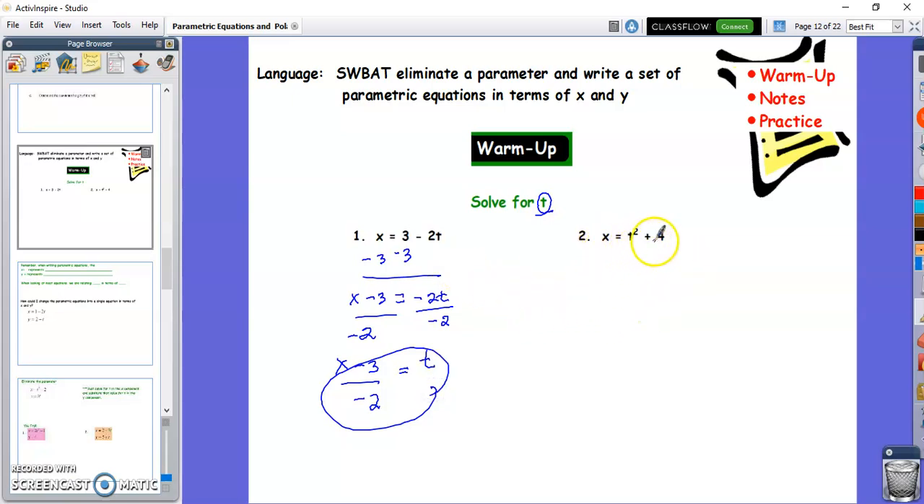Next one, x equals t squared plus 4. I'm isolating t squared, so I'm going to subtract 4 on both sides first. So the left side will have x minus 4 equals t squared, and since 4 minus 4 is 0, that becomes 0. So solving for t, I'm going to take the square root of both sides, so this cancels out. So my t is going to be equal to the square root of x minus 4.